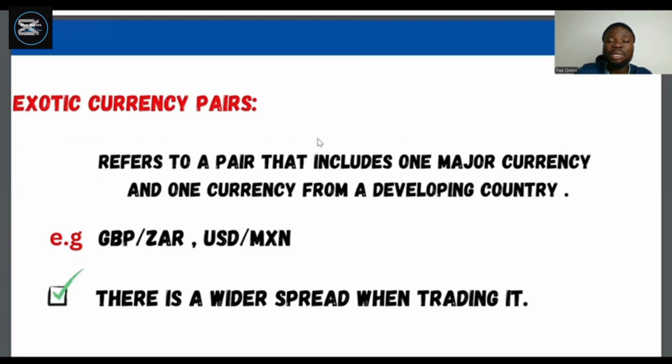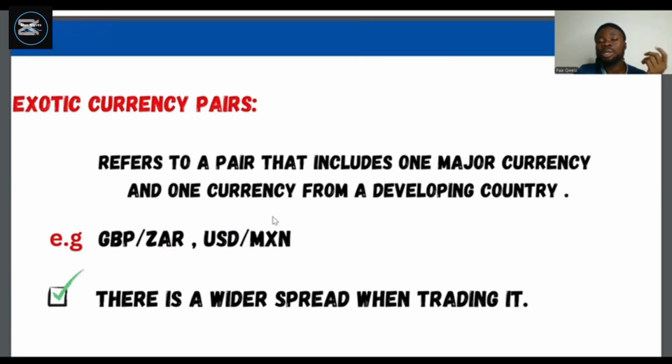And we have the last one, the exotic currency pair. When you're talking about the exotic currency pair, it refers to a pair that includes one major currency and one currency from a developing country. So developing countries are the countries that are coming up. For example, the Mexican economy is a developing country. The South African country too is a developing country.